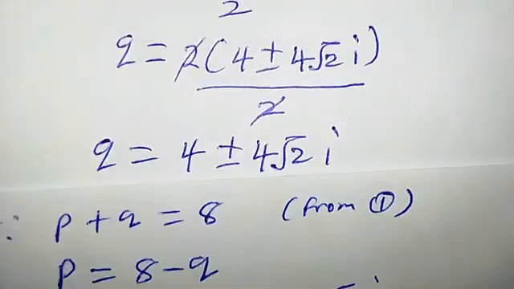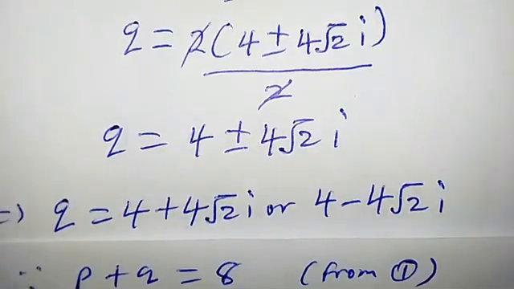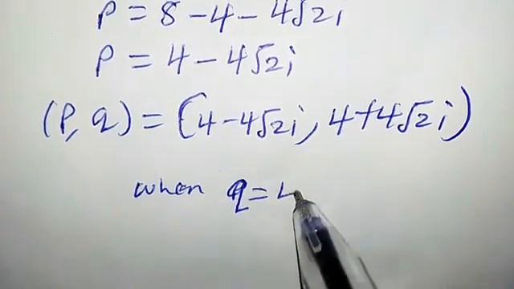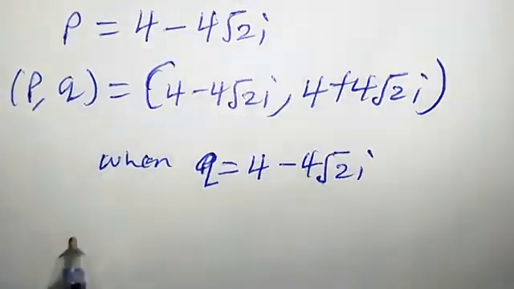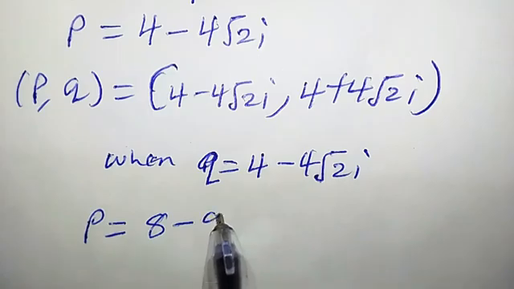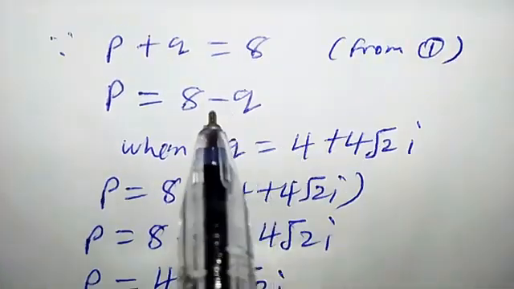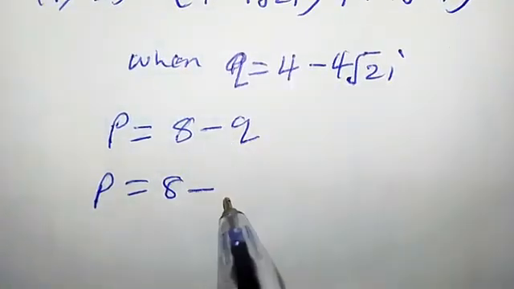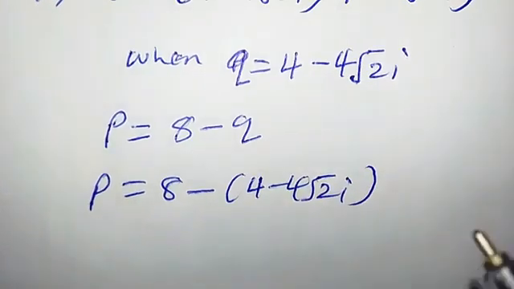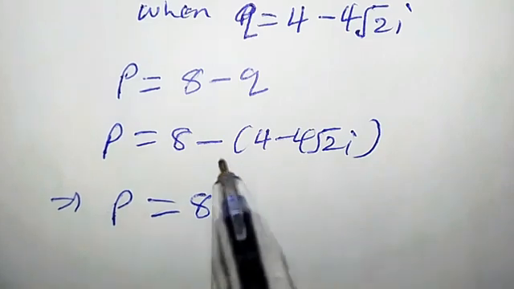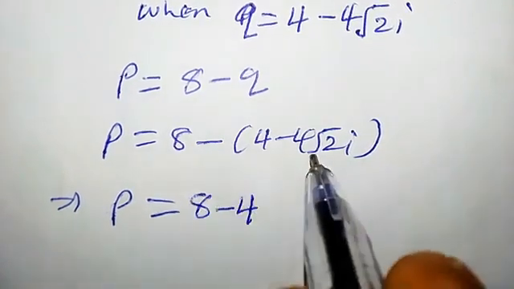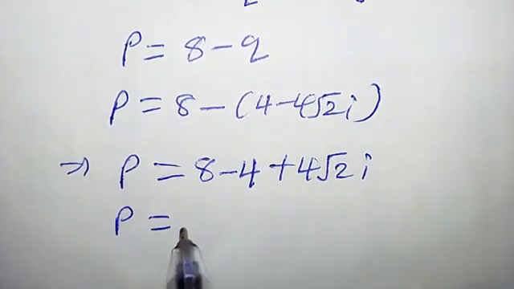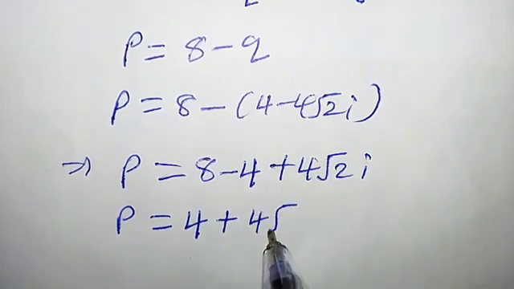Now, let us consider the case when Q equal to 4 minus 4 root 2 i. So, P equal to 8 minus Q from this line. So, let's proceed further. P equal to 8 minus, what is Q? This is Q, 4 minus 4 root 2 i. This implies that P equal to 8 minus times 4, that is minus 4, minus times this, that is plus 4 root 2 i. So we have P equal to 8 minus 4, that is 4, plus 4 root 2 i.